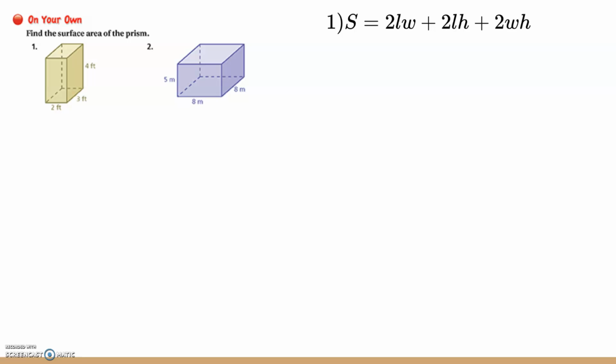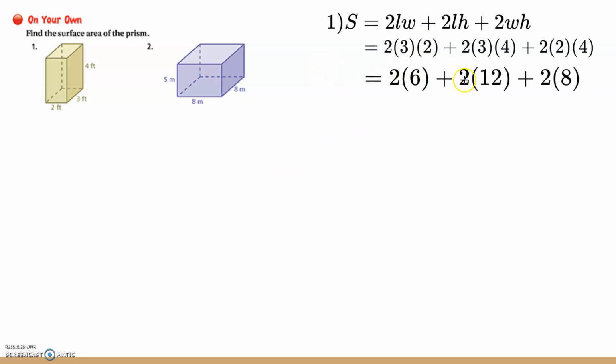Our given values are 4 feet as a height, 3 feet as a length, and 2 feet as a width. So we're going to plug in those values, multiply them to get 2 times 6 plus 2 times 12 plus 2 times 8. Then we're going to add up those values to find a value of 52 feet squared. You can't forget the unit ever.